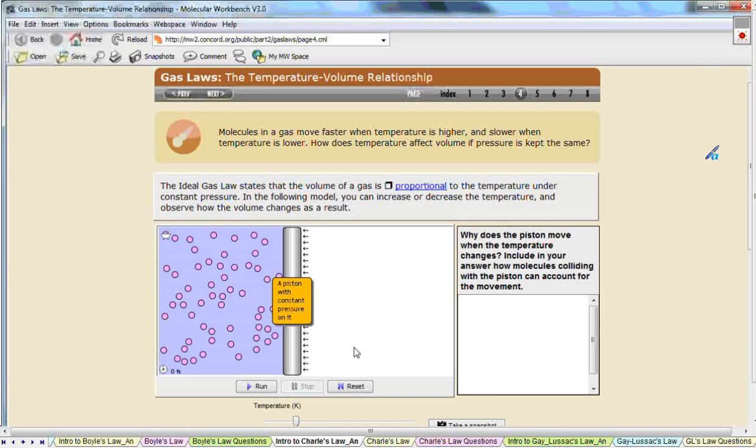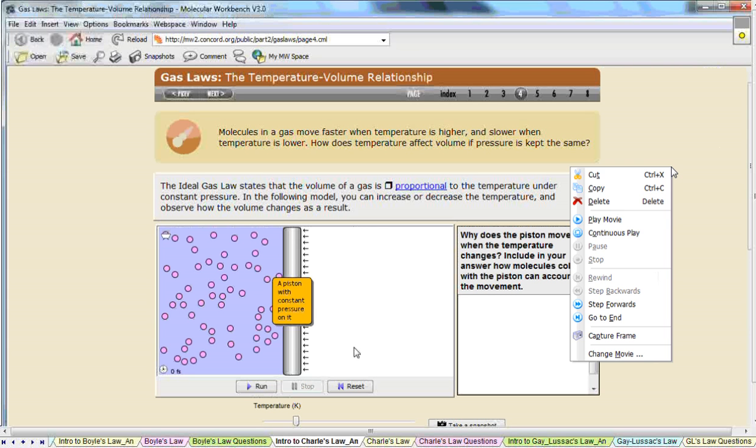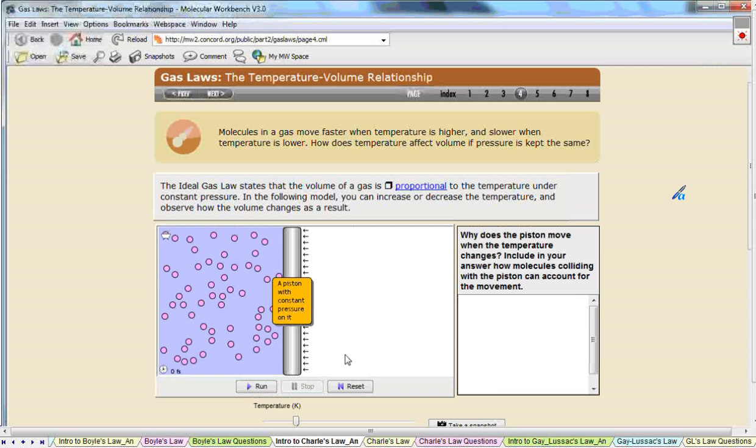This video lesson deals with the second gas law that we're looking at in our series of gas laws, and that is Charles' gas law, which involves volume. Right off the bat, we're going to start with an animation to show you the volume.